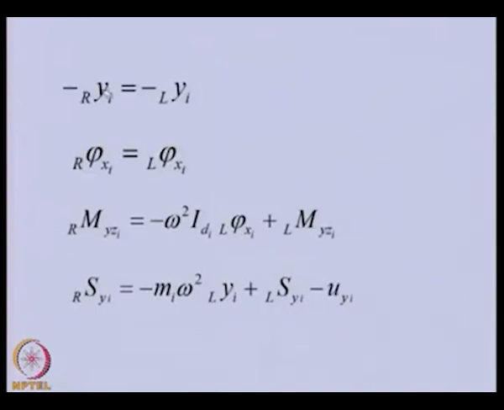As I pointed out, the translational displacement at both ends is the same, and the slope is also the same. These are the previous moment equation and shear force equation, which I have written such that all the terms related to the right of the ith disk are on this side, and all the terms having left of i are on this side. So here all the terms have the L subscript.